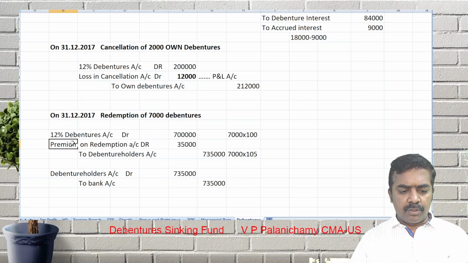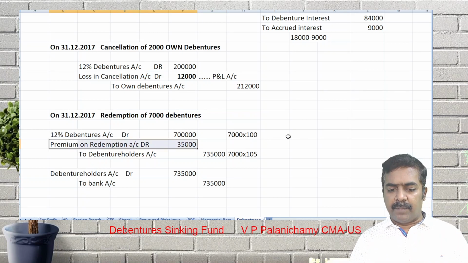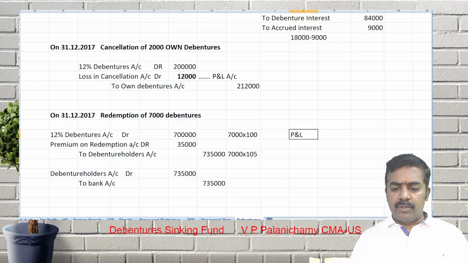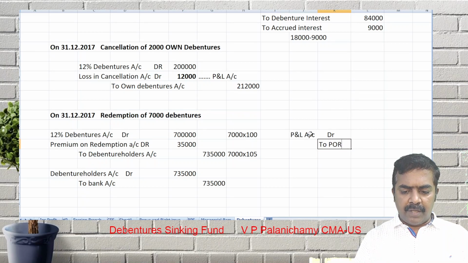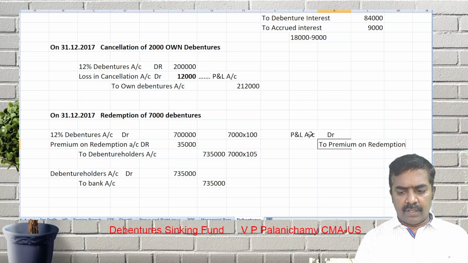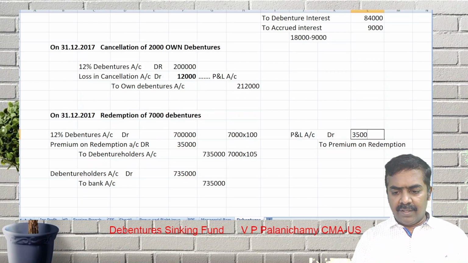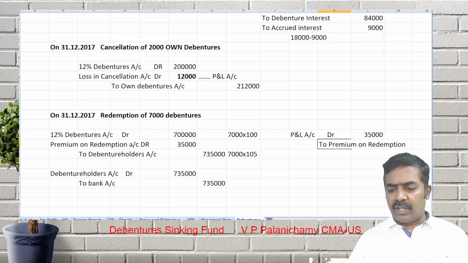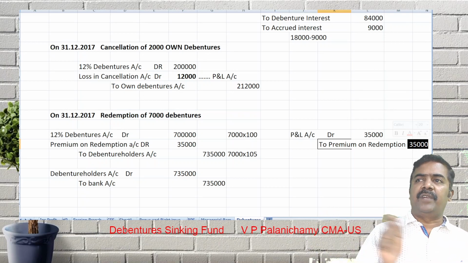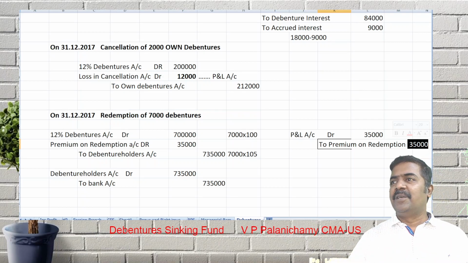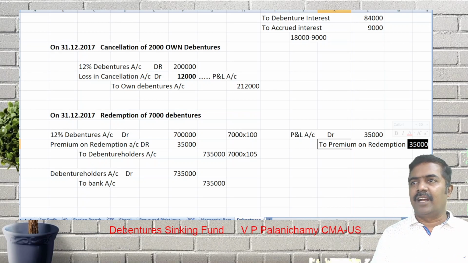And the 35,000 premium on redemption can be adjusted with securities premium. If securities premium is not available, you can use which account? P&L account debtor to which one? To premium on redemption. Total amount 35,000. This is what is reflected in cash flow as non-operating item. Cash flow statement as a non-operating item, we'll add back which one? We'll take net profit as per P&L account. We'll add back which one? Premium on redemption. Why? Because it's not an operating expense. It's a non-operating expense. Okay.